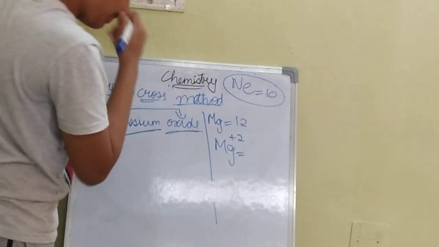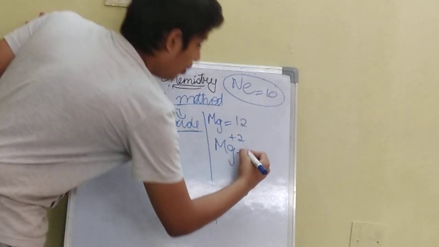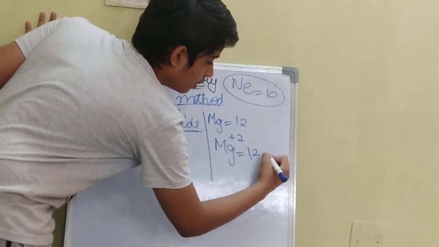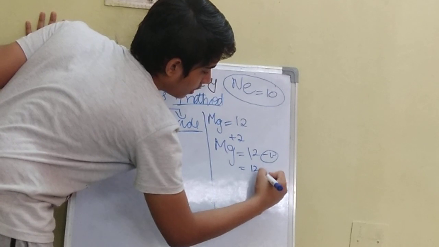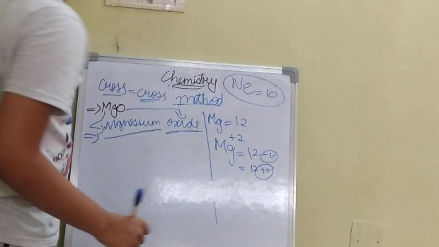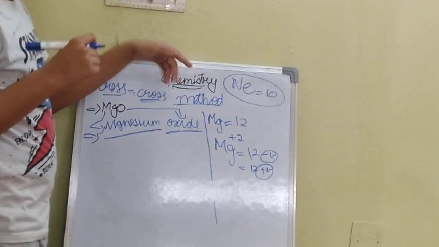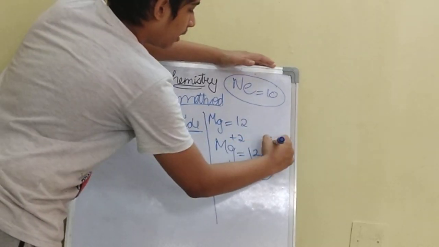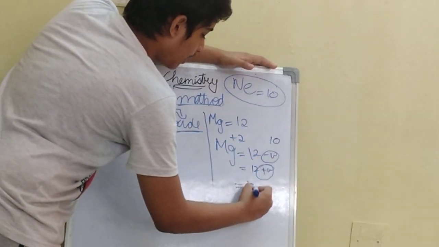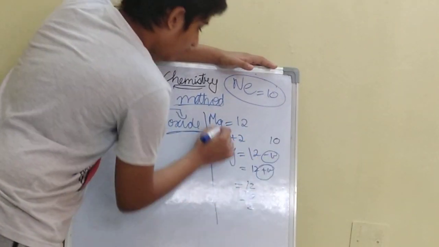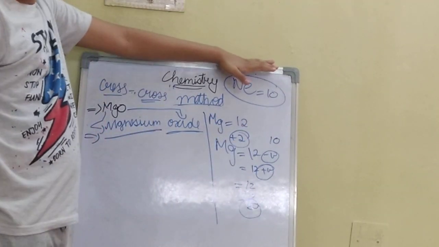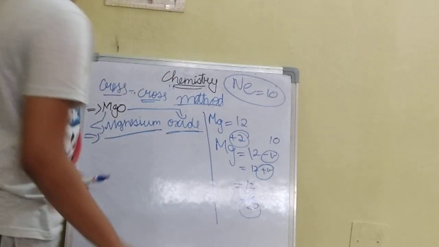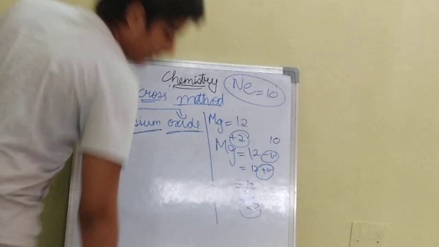Mg. How many electrons are there? 12 protons are there. To make it stable, 2 electrons are lost. Means 10 here, 10 here it will be. 12 minus 10, 2. 2 electrons are lost. This is the way.